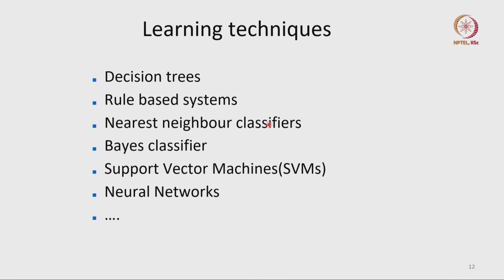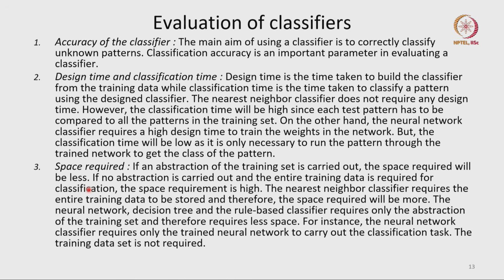There are a number of learning techniques, or classification algorithms, which are supervised learning algorithms. Some of them have been named over here: the decision tree, rule based systems, nearest neighbor classifier, Bayes classifier, support vector machines, neural networks, and a lot of others. These are some of the popular learning techniques, and we will go through some of them to a certain extent, so that we can understand what is being done there.